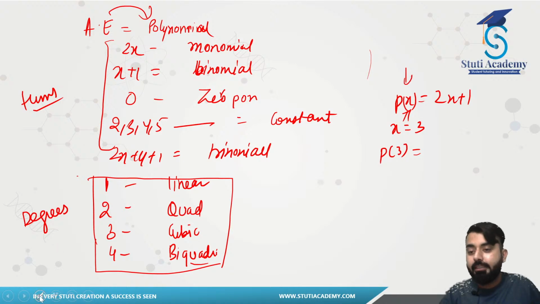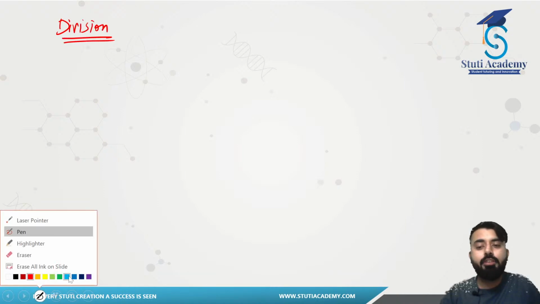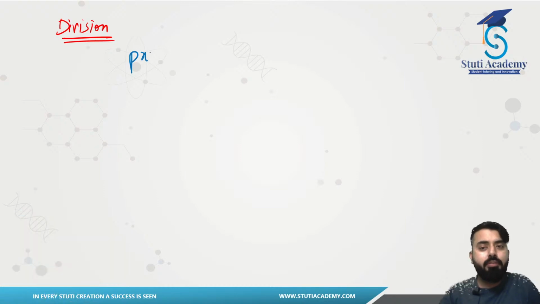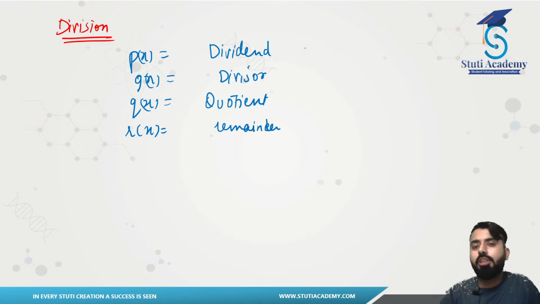Then in our second session, we came to the concept of division. We understood division, and for that we had a p of x, which was my dividend. Then we had our g of x, my divisor. Then we had a q of x, our quotient. And lastly, we had r of x, our remainder. You guys remember those? So these were the terms related to the division of polynomials.